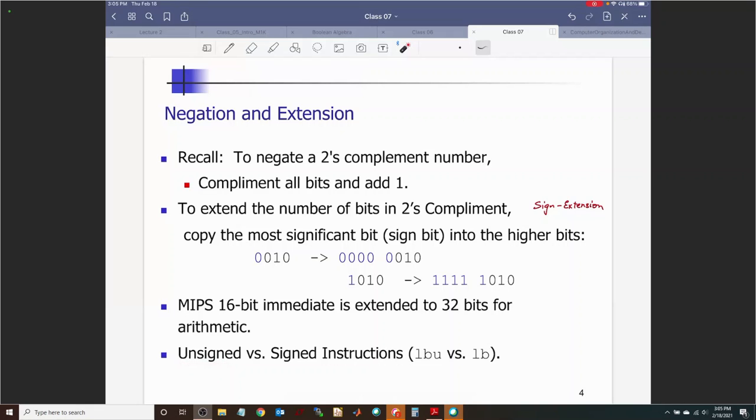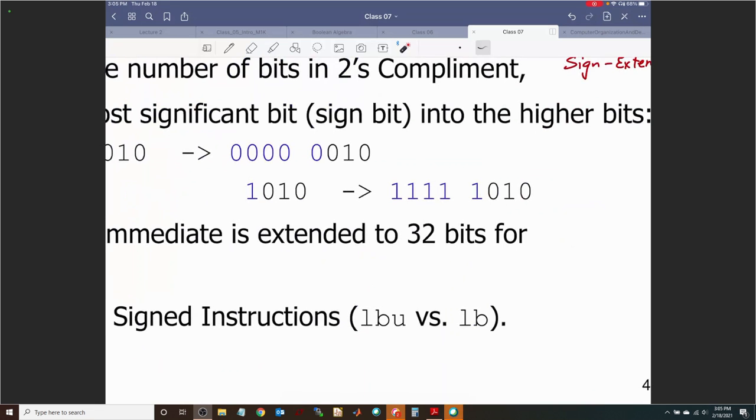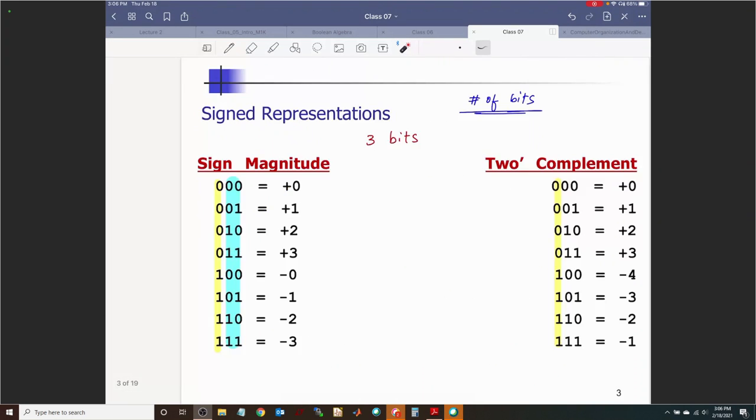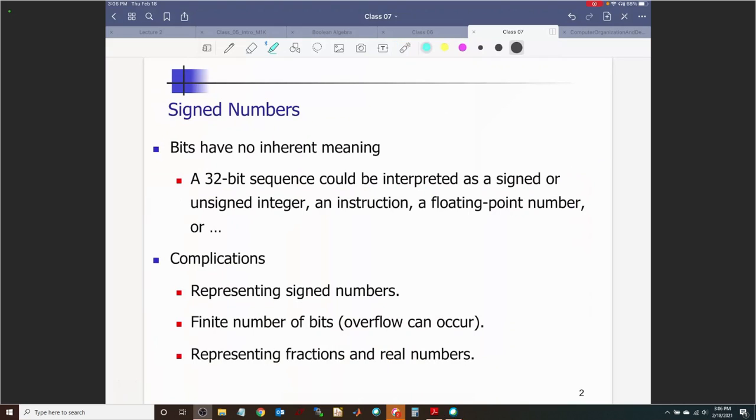It's going to be different for unsigned versus signed instructions. So sometimes you have instructions that operate in the unsigned world. For example, you had what? Add U, right? Add unsigned versus add. Or over here we have load byte unsigned and load byte instructions. So you will have to deal with unsigned versus signed, and the reason why we need to talk about that is because we claimed that bits have no meaning without context.